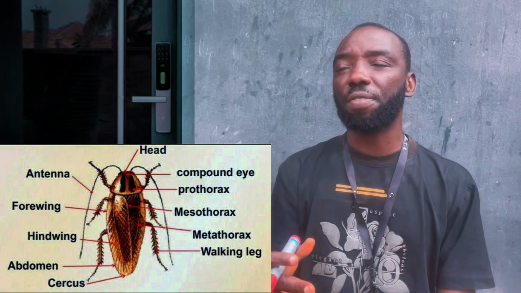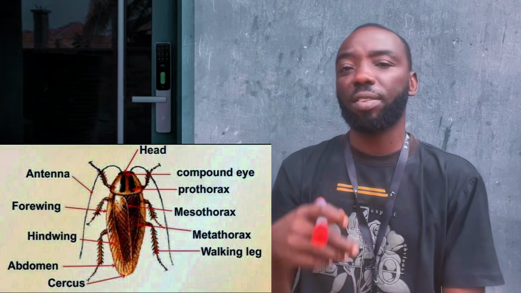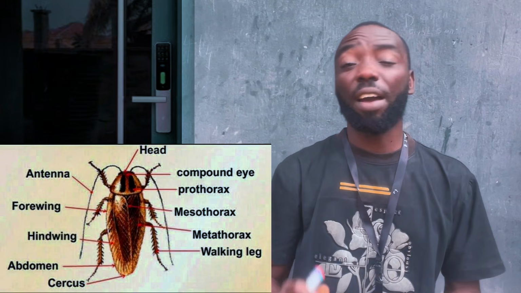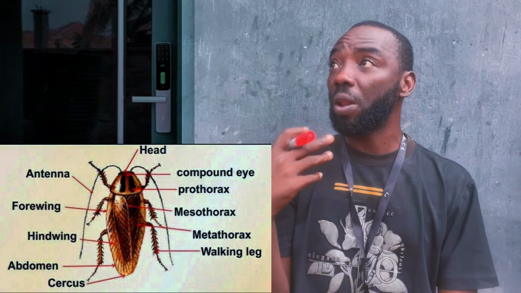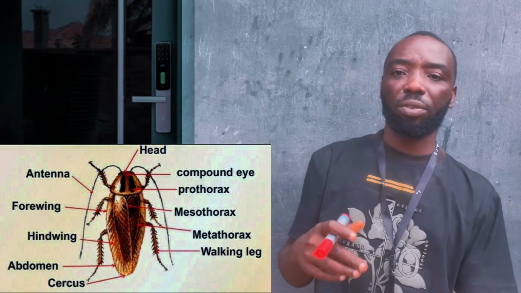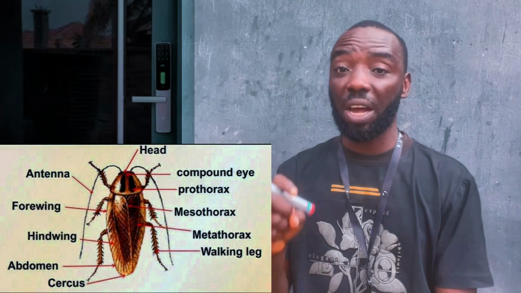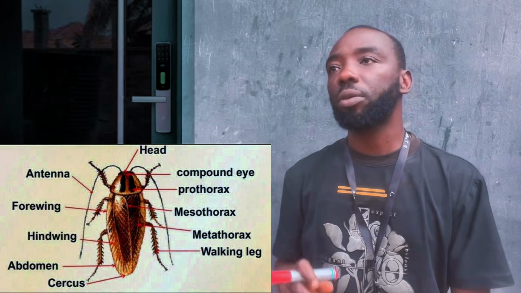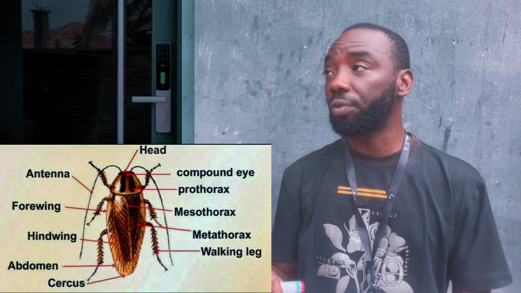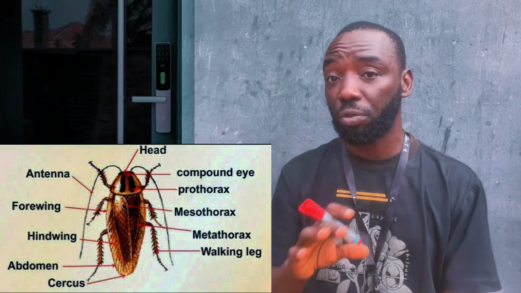Now their body is divided into the head, the thorax, and the abdomen. They have 3 pairs of legs, and then 1 pair of antennae, 2 pairs of wings, which is for the adults. The adults have 2 pairs of wings.